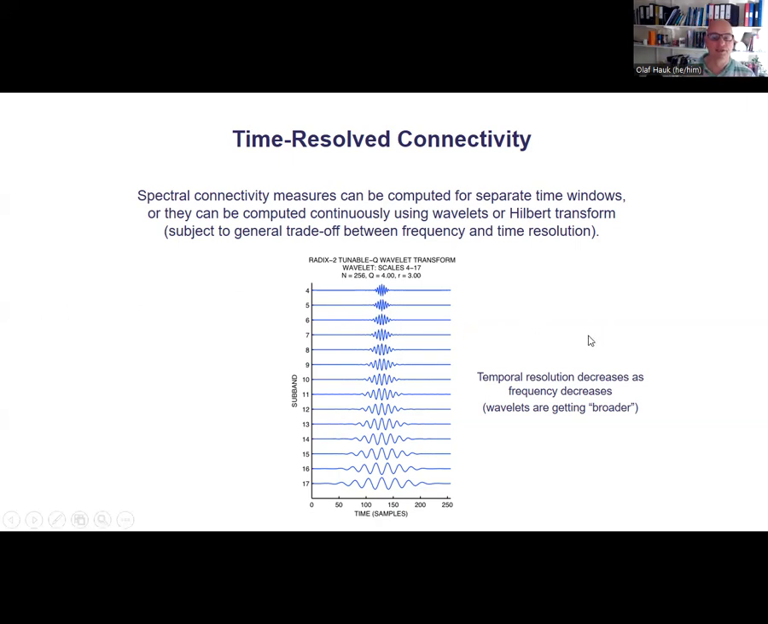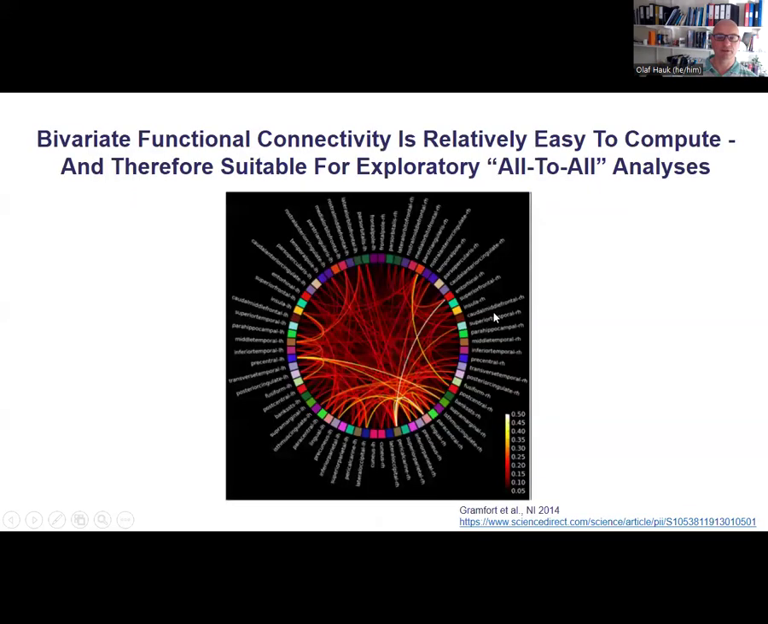But with all the caveats that we mentioned before in the time frequency section, so you have a trade-off between temporal and frequency resolution. And you need certain numbers of cycles for your wavelets. So you have to make sure that your latency ranges, your epochs, are long enough. So you have to select your frequencies accordingly. But once you've done that, you can do time-resolved functional connectivity.